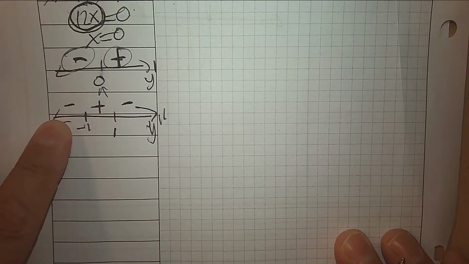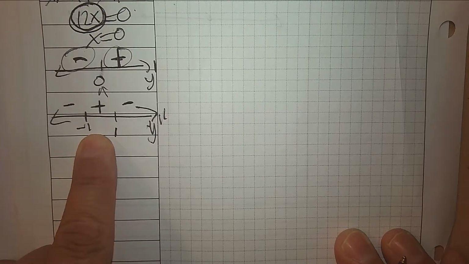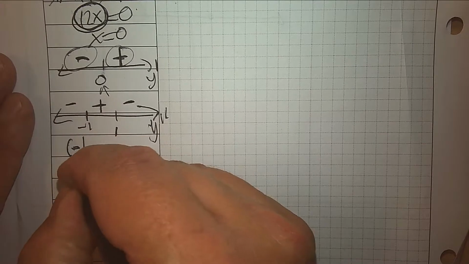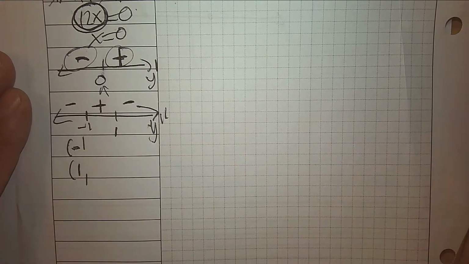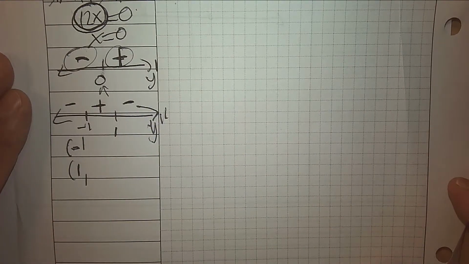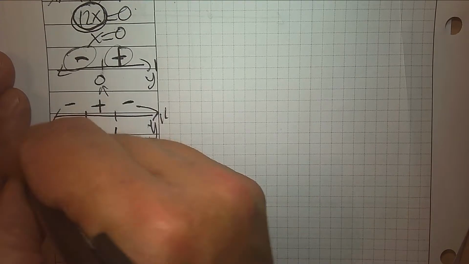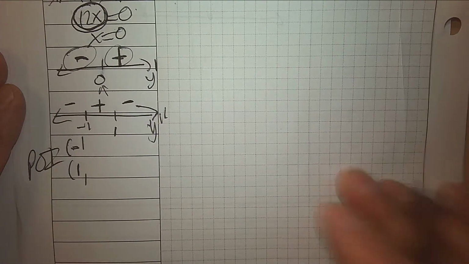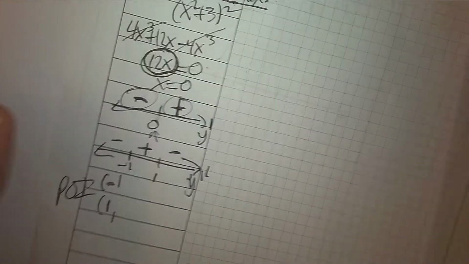Concave down, concave up, concave down. That means we have a point of inflection at negative 1 and at positive 1. Where do I go to find the y value of these points of inflection? Where do I find the y value? Back to the function, right? Not the original.